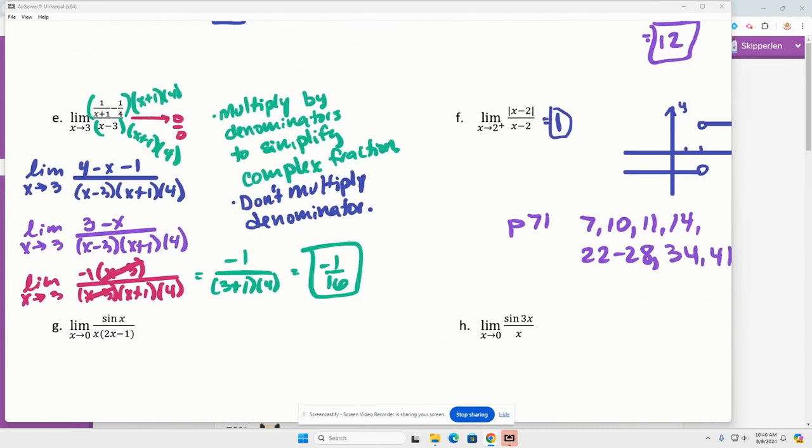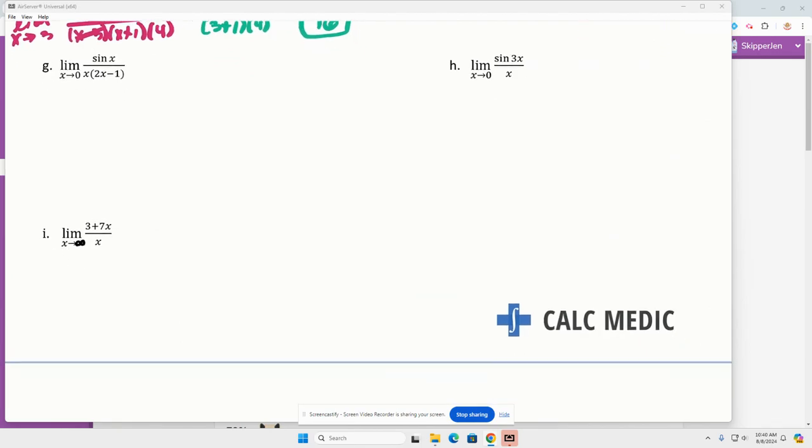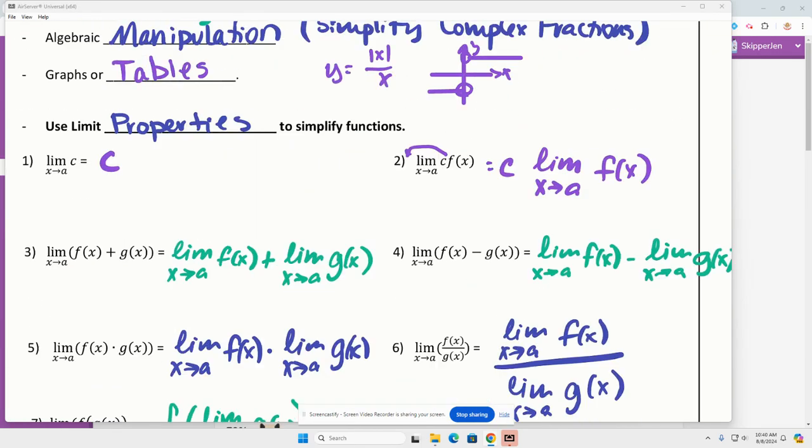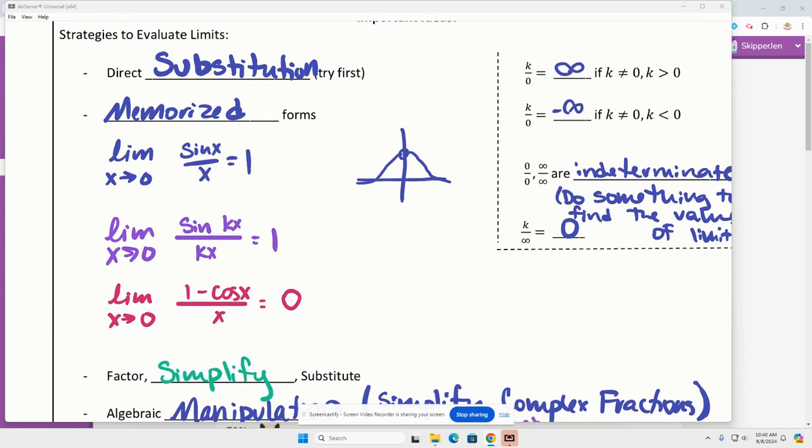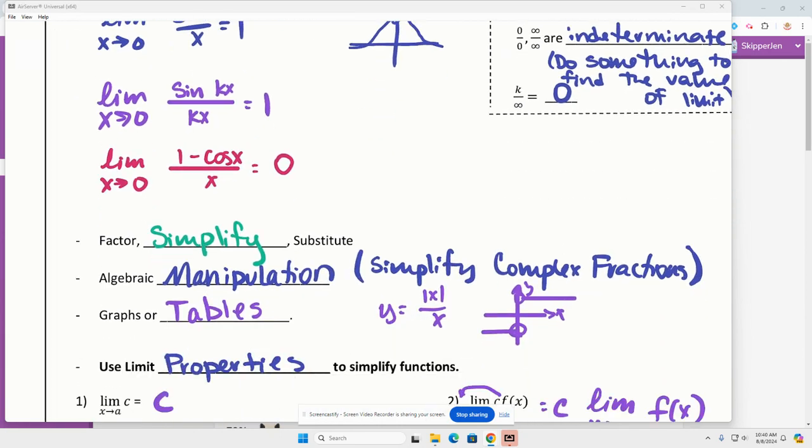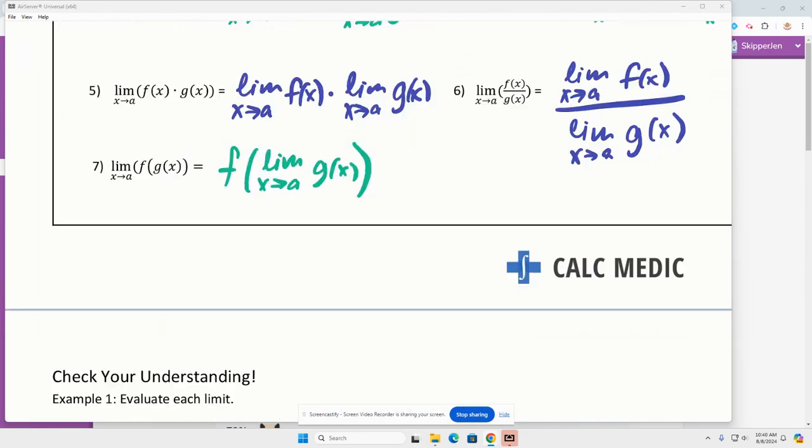All right, so let's flip over and go to G. Before we do that, or you can go ahead and flip, we're going to use these memorized forms quite a bit today, particularly these 2. So if we have these limits, we're just going to get 1. If your x has a coefficient, you just need to make sure that the denominator has that same coefficient, and it's still going to be 1.